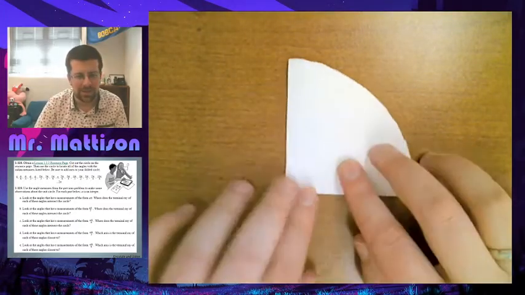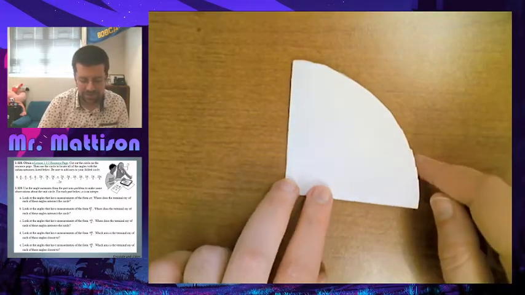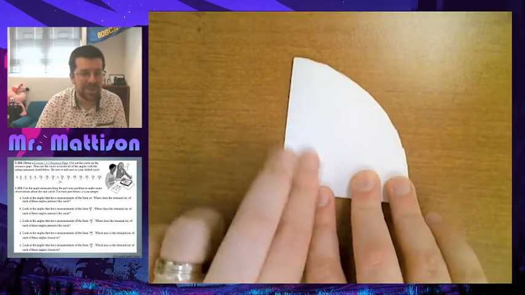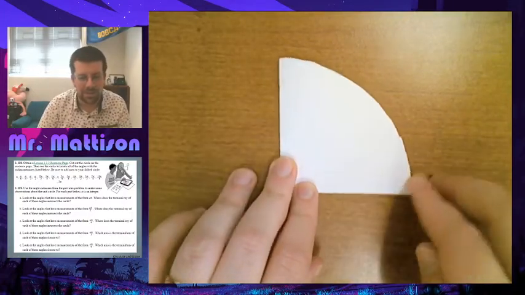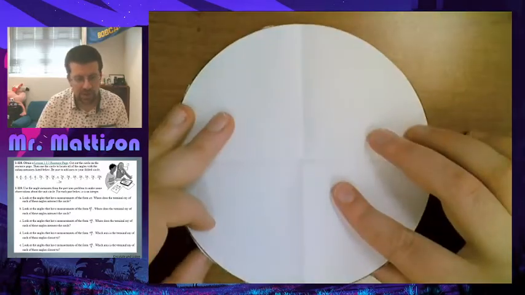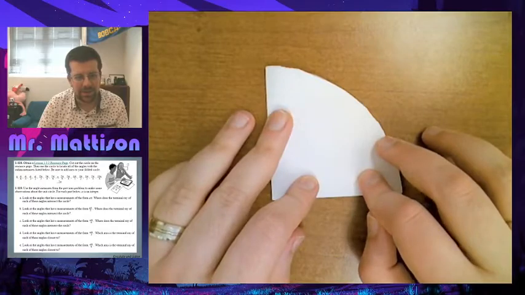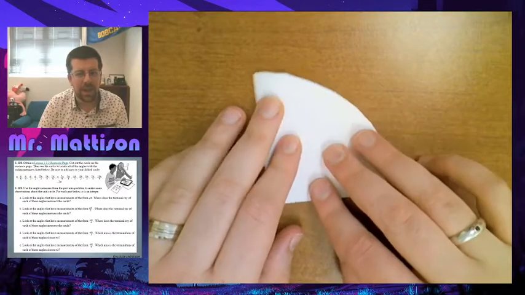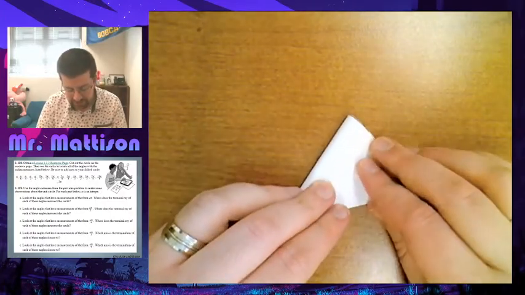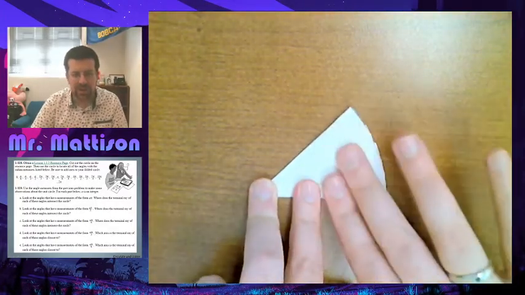This is a quarter of the circle, so it's pi over 2. Sorry, not pi over 4. So pi over 2, right? So we go from 2 pi to pi over 2. Then if I want pi over 4, well, we'll fold that in half again. So now there's my pi over 4.